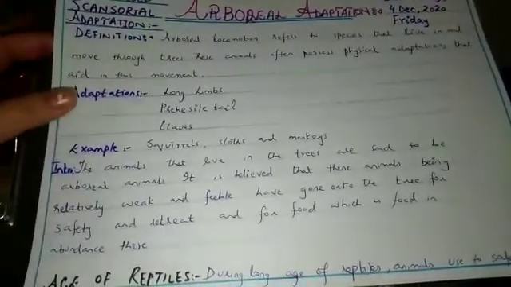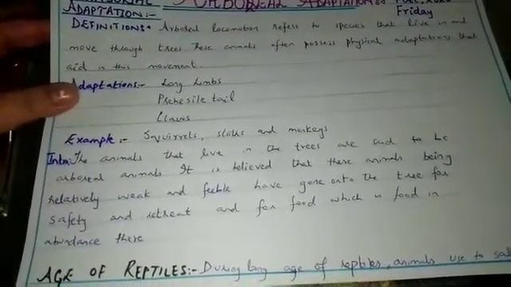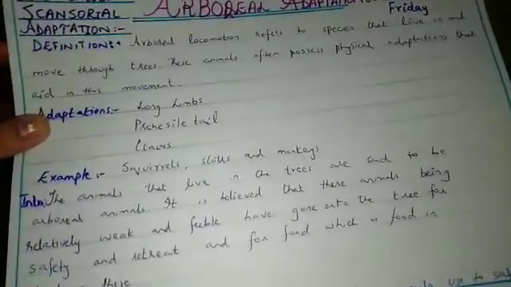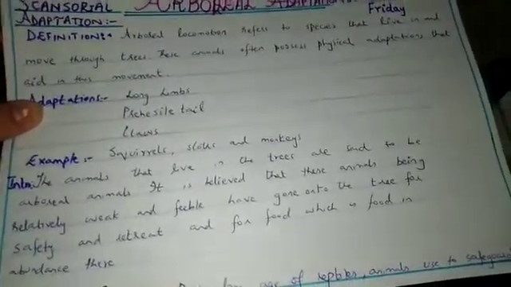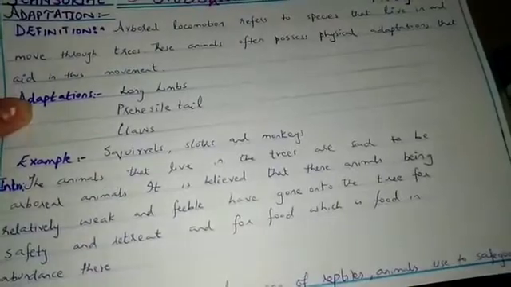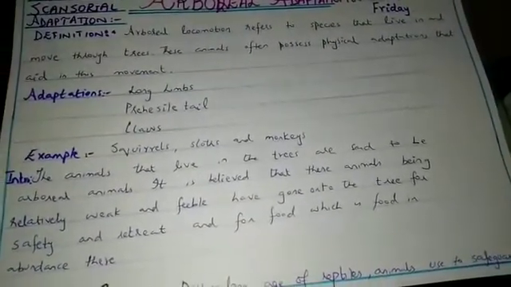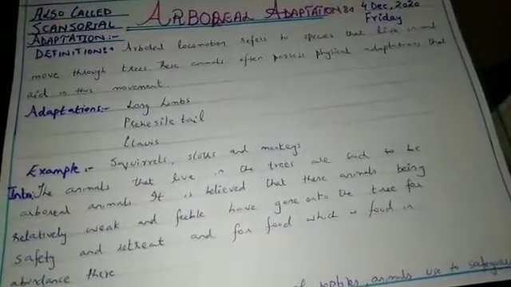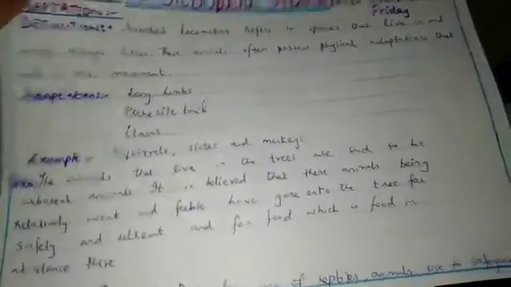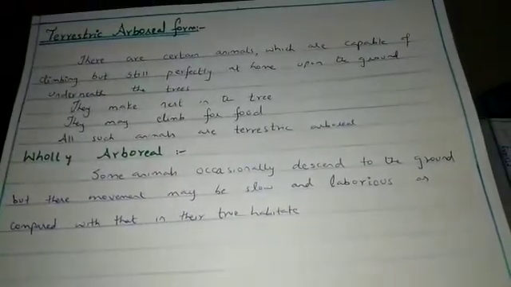The examples are squirrels, sloth and monkey. Right, the picture is drawn in your book, and the picture is of squirrel and sloth and monkey. So the monkey and sloth and squirrels, they are included in arboreal adaptation, and they are living in trees, and they have strong limbs and strong muscles, and they have the prehensile tail.